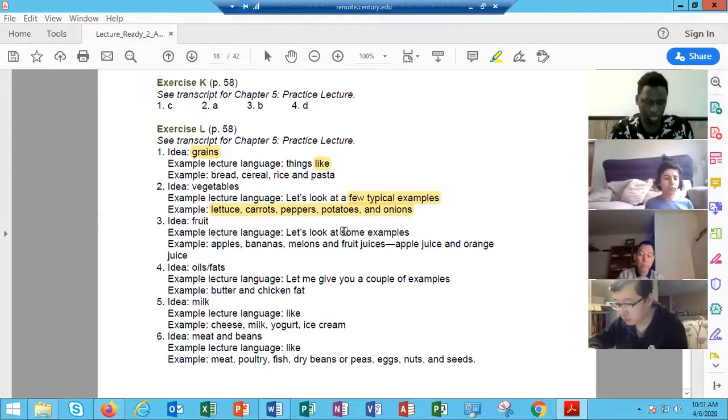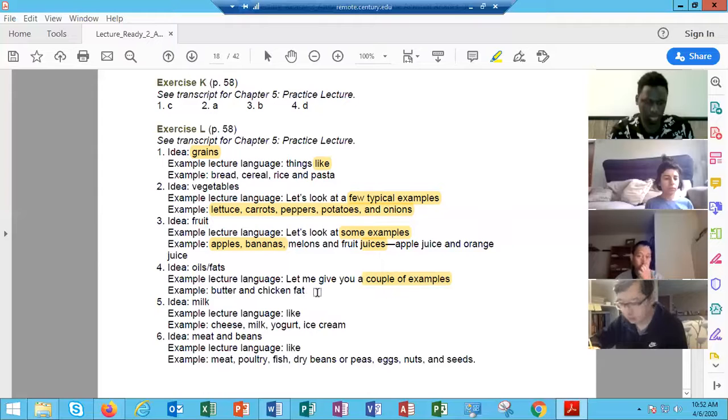Fruit, it says, let's look at some examples, and here's some examples of fruit. Now, I think in your notes, you could probably be okay just writing down a couple fruits, but also it'd be good to include in the notes that that includes juice. So the nutrition from the fruit is still in the juice if you have apple juice or orange juice or grape juice. Here again is a couple of examples of fats, butter and chicken fat.